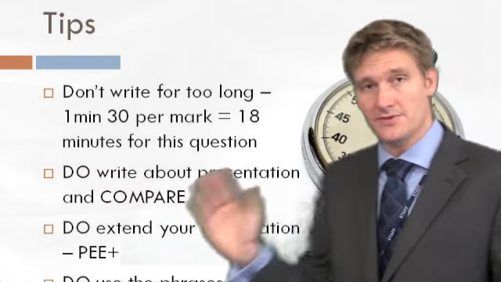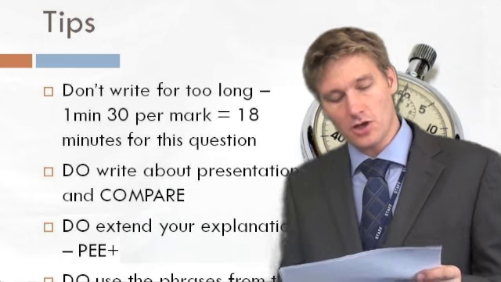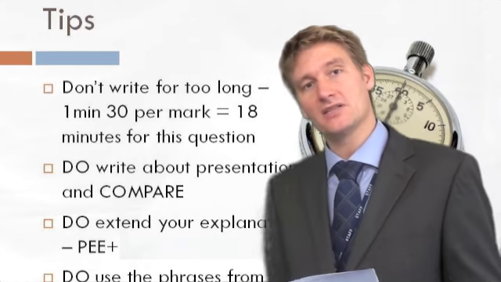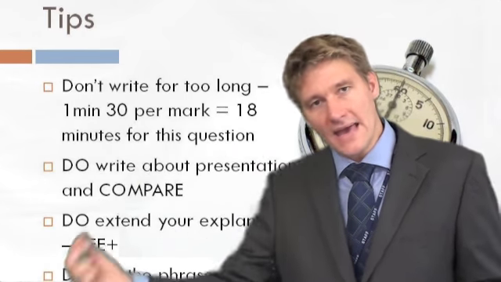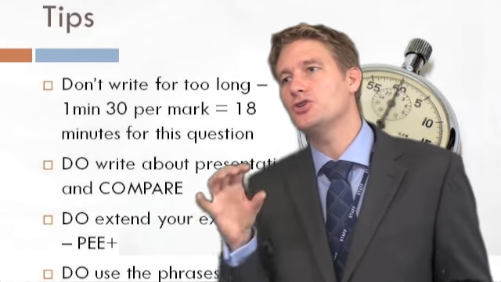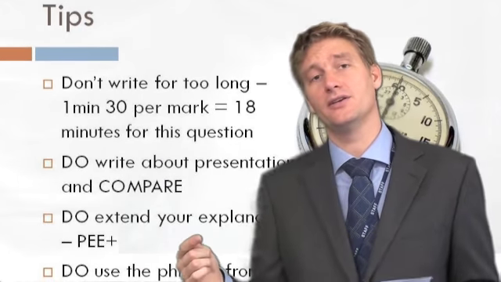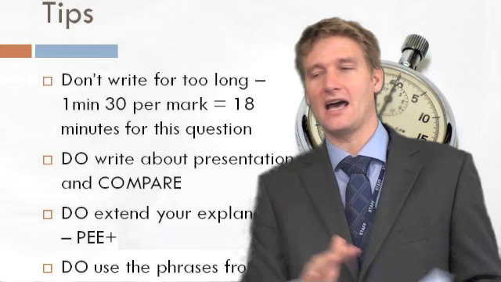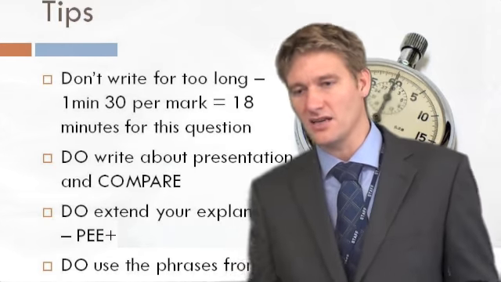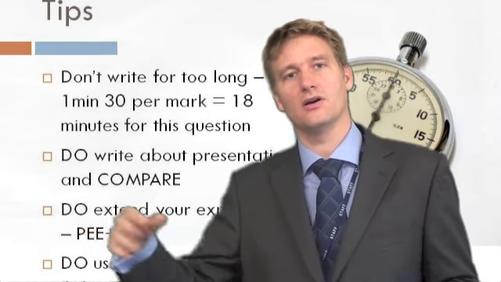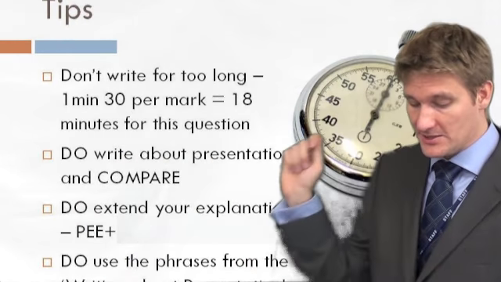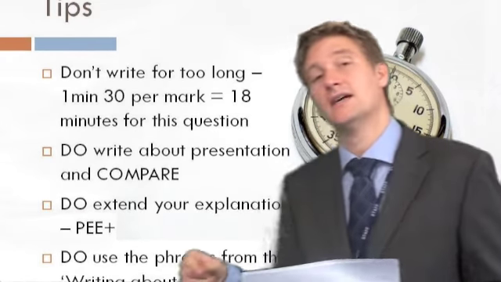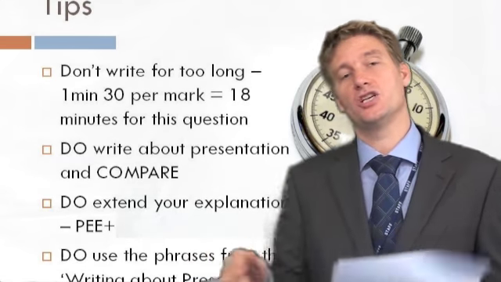Okay, so in terms of our tips for this answer, again, don't write for too long. You can't, because it takes time out of your section B. Do write about presentation, obviously. Do compare the text, similarities and differences, and make sure you've got some language to do that. So some phrases that you use: in comparison, in contrast, similarly. Both texts have, so one text has an image, similarly the other one has an image of a similar nature, something like that. Do extend your explanation, we're aiming for PEE+, and do learn the phrases and the language from the writing about presentation sheet and film.